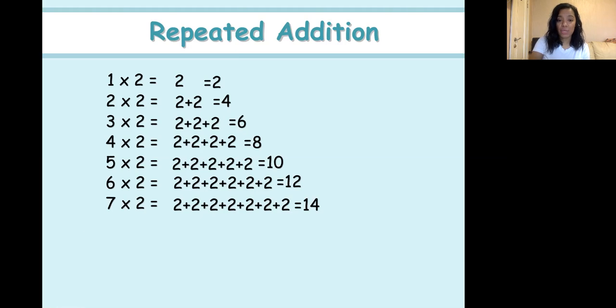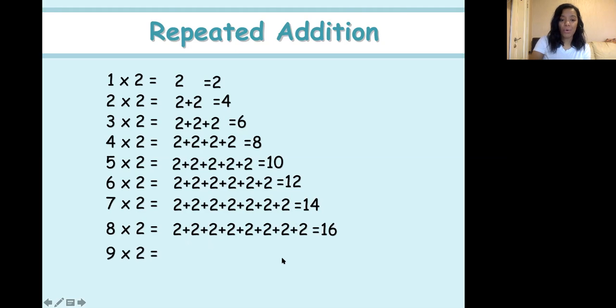Another way that you can do this without having to make the scale, or if you want to copy it and have it forever, that's fine too. But another way is, for example, 8 times 2. We need to write out 8 2s together. 1, 2, 3, 4, 5, 6, 7, 8. Okay? What I can do here is I can actually count by 2s, can't I? 2, 4, 6, 8, 10, 12, 14, 16. Okay? Well done. And then we'll keep going up by 2s.